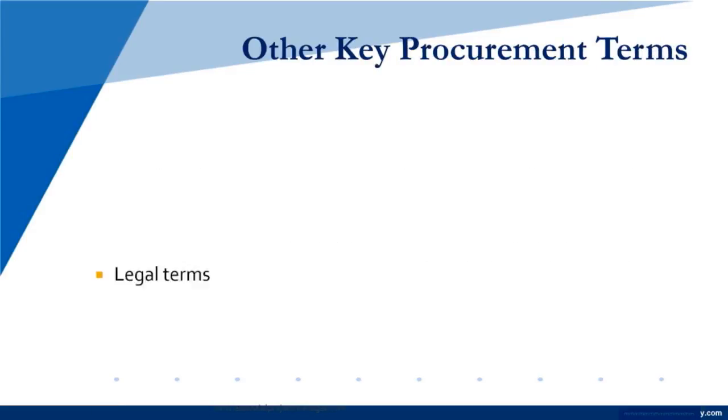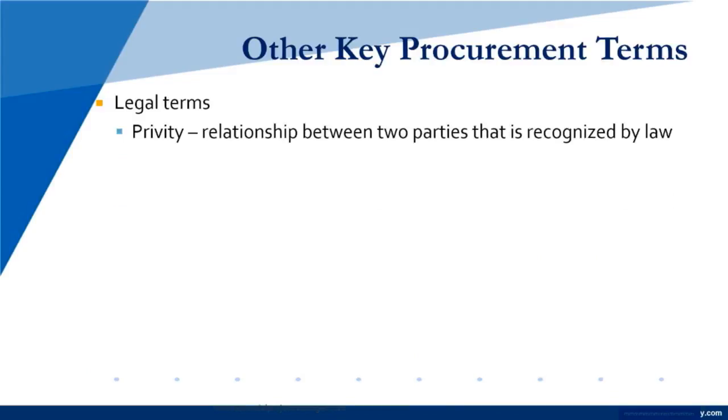Other procurement terms. We have legal terms. Privity, the relation between two parties that is recognized by law. Letter of intent. We have incentive, claims. All of these we've talked about to a degree. Letter of intent is just that. It tells you that you intend to do something. It has limited legal binding, but it depends on the language in it and the state you're in. There's a lot of different possibilities, but it is generally a statement of goodwill between two parties.